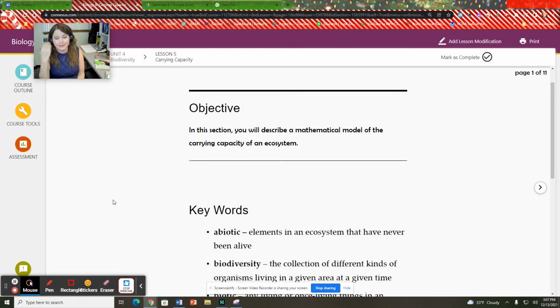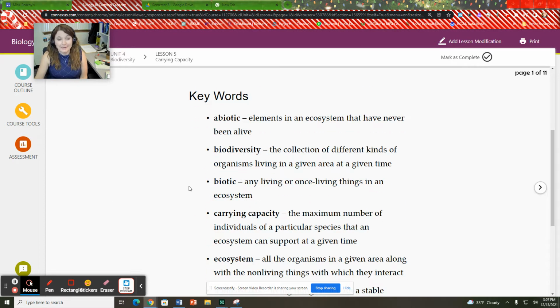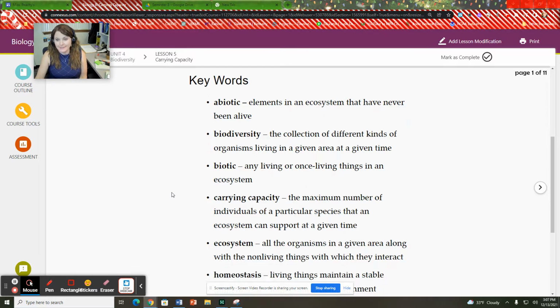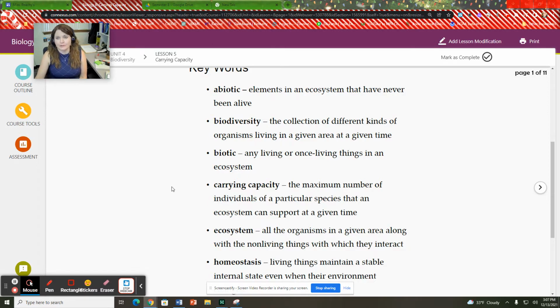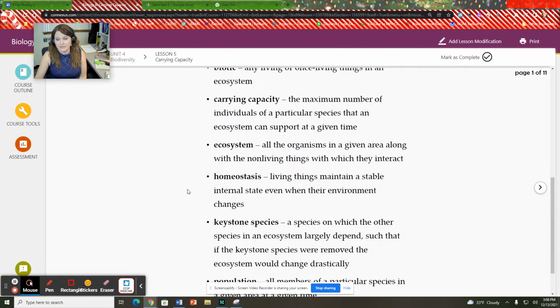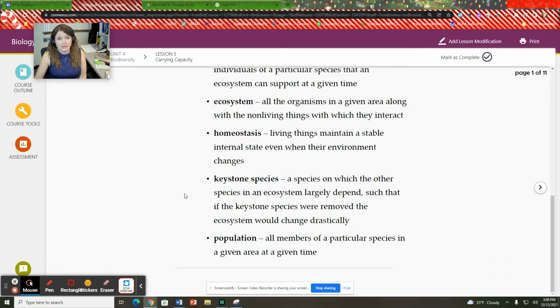So now we're back with our list of keywords. Don't know where that went the last couple of lessons, but it has returned, thankfully. Our keywords are abiotic, which I mentioned in Lesson 4, biodiversity, biotic, carrying capacity, ecosystem, homeostasis, keystone species, and population. The terms that are new here for you are abiotic and biotic, because those are new in this lesson in biology. Biodiversity we have not talked about before either. Carrying capacity we have not talked about, or keystone species. So we actually have quite a few new terms presented in this lesson.